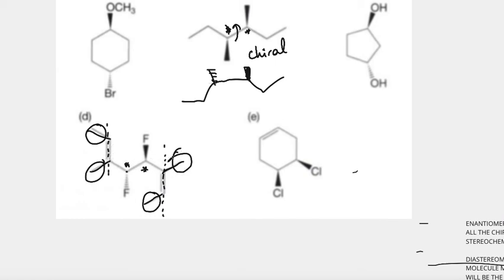This molecule will not be symmetrical because on the right side I have a double bond where two methyl groups are opposite of one another. And on the left side I have a double bond where two methyl groups are on the same side with one another. And therefore this molecule is chiral as well.